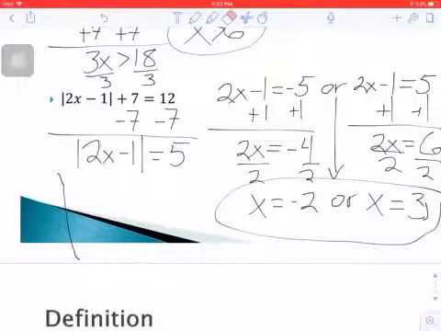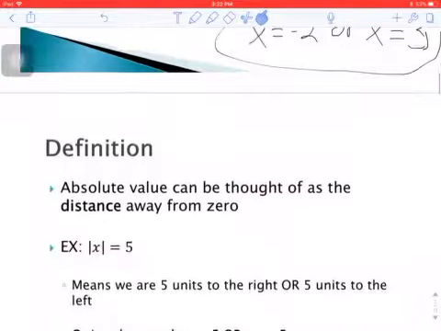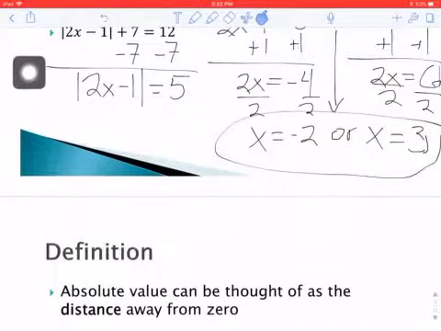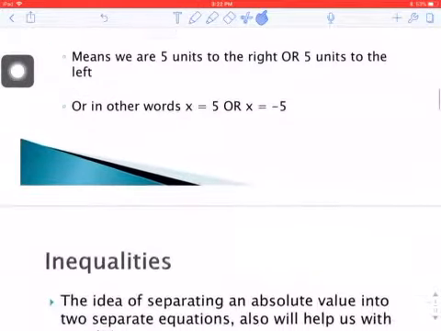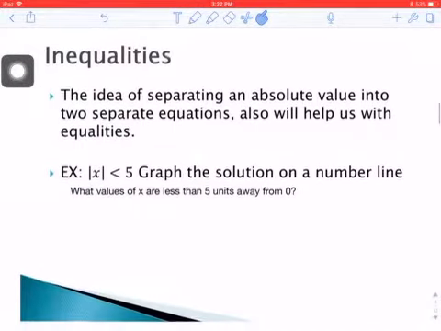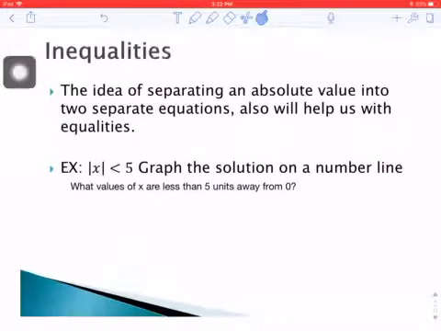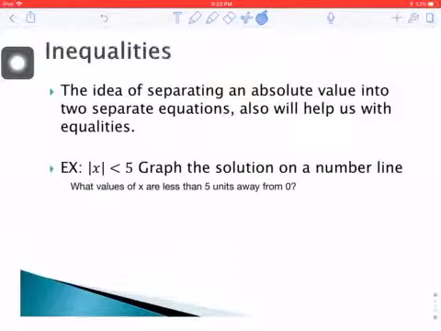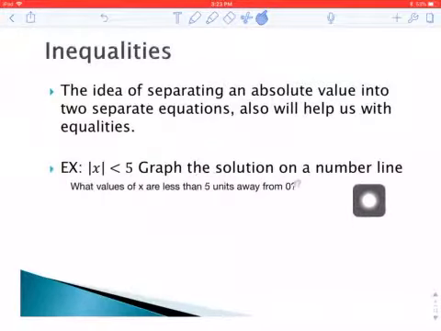And so what we're going to do now is talk about what happens when we get absolute value, not equations like this guy with the equal sign, but inequalities with less than or greater than situations. And we're going to be using the idea of separating an absolute value into 2 separate equations for all of this stuff. So one example we might consider is the absolute value of x is less than 5, and we want to graph the solution on a number line.